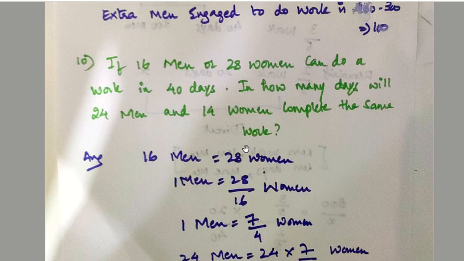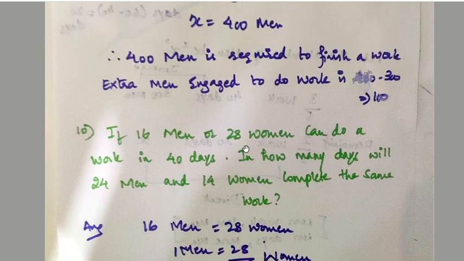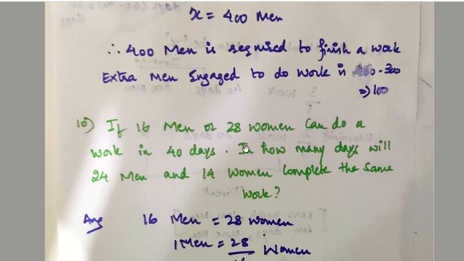Extra men engaged to do the work is 400 minus 300, which is equal to 100.